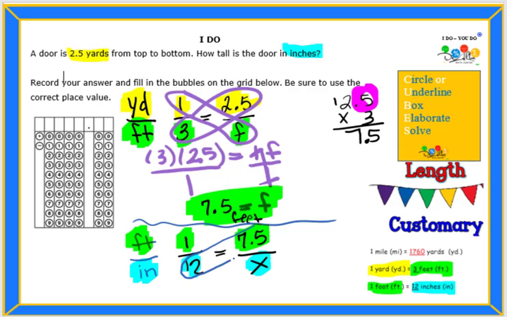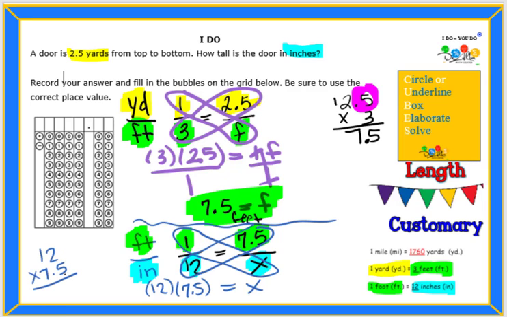So 7.5 times 12 is equivalent to 1 times x. So 12 times 7.5 should equal x. Because if I have 1x, it means the same thing as x, or it would mean I would divide by 1, but dividing by 1 is not going to change my product. So now I need to multiply 7.5 times 12, or 12 times 7.5, whichever way you want to set it up. So I'm going to work it over here in this space.